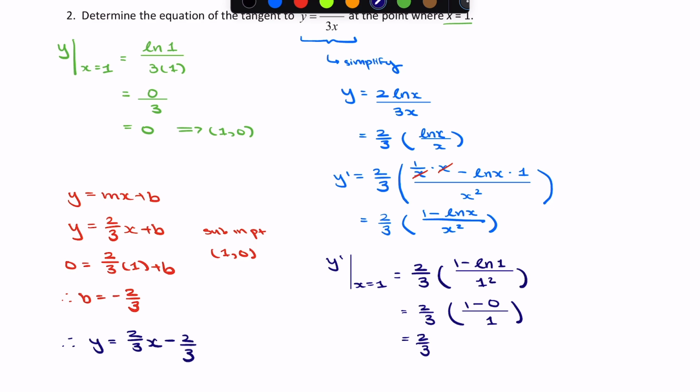And so that is the equation of the tangent to y is equal to ln x squared over 3x at the point where x is equal to 1.